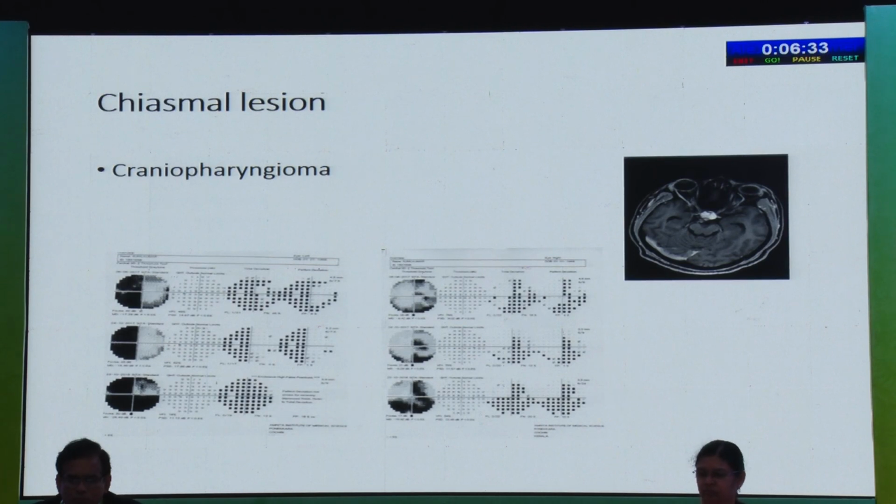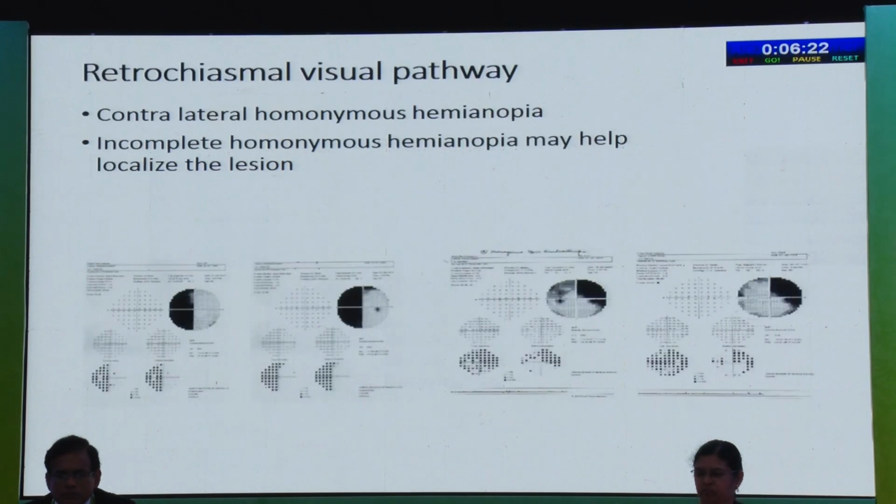Craniopharyngioma causing bitemporal hemianopia. As the disease progresses, you can see the involvement of the nasal field inferiorly. In the retrochiasmal visual pathway, when there is a lesion in the retrochiasmal area, you get contralateral homonymous hemianopia. When the hemianopia is incomplete, it helps in localizing the lesion. When it is complete, then we can say the lesion is anywhere from the optic tract to the occipital lobe.